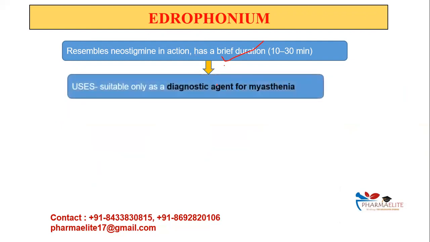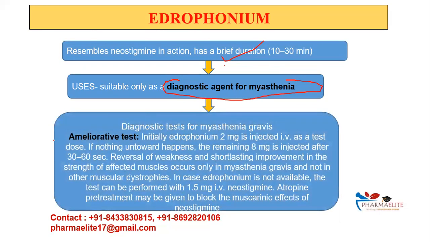Coming on to next, it's used, and this is what I wanted you to note down very carefully, that it is a diagnostic agent for myasthenia. Okay, so you have a test which is known as the ameliorative test. It's a diagnostic test for myasthenia. So here you give Edrophonium 2 mg IV as a test dose. And if nothing untoward happens, then you also give the remaining 8 mg after 30 to 60 seconds.